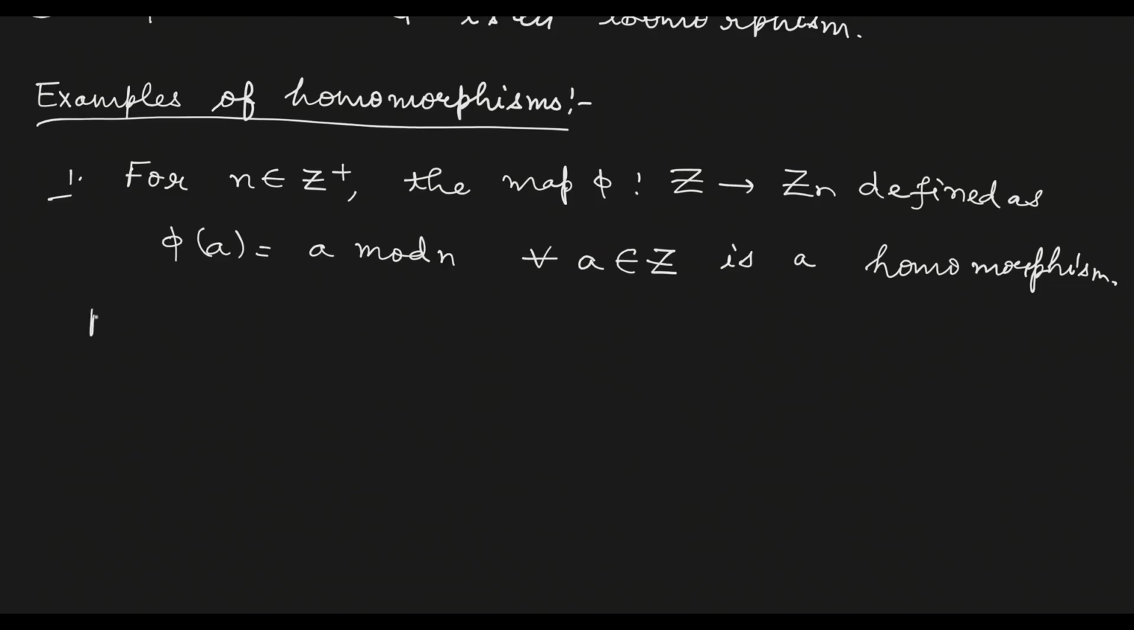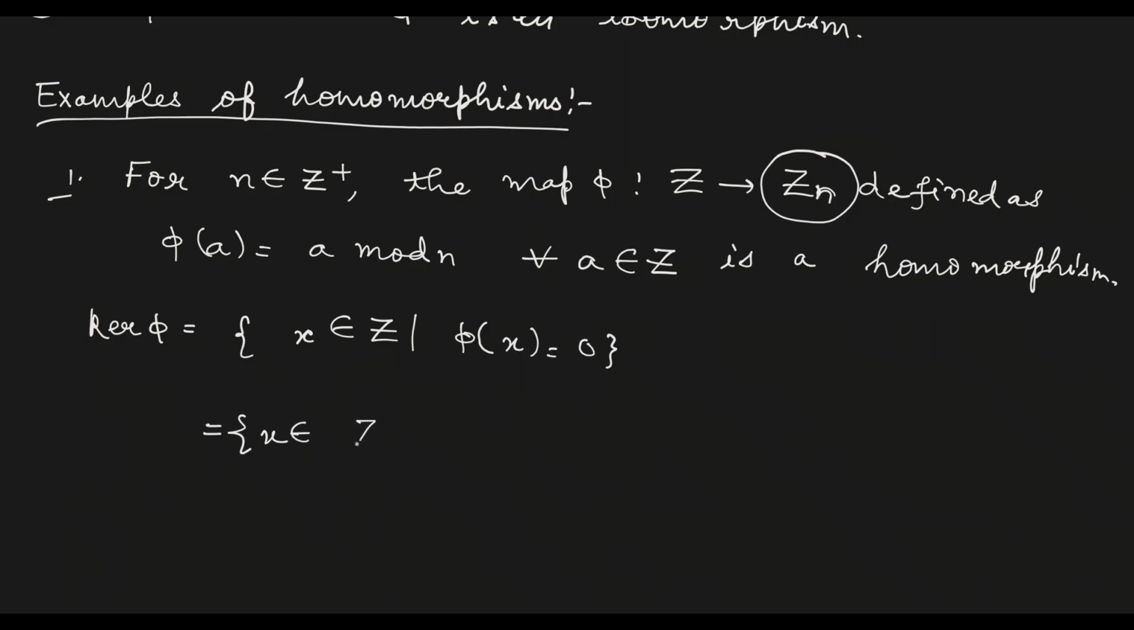Now what will be the kernel of phi? Kernel phi will be, I will pick an element from the domain, x belongs to Z, such that phi x is mapped to the identity of the codomain. Identity of Zn will be 0. Such that phi x, it will be x mod n by the definition of phi. This is equal to 0. This means the generator is n, the multiples of n.